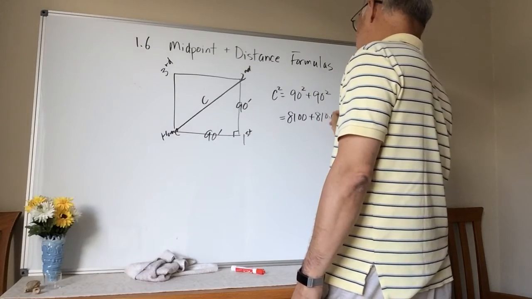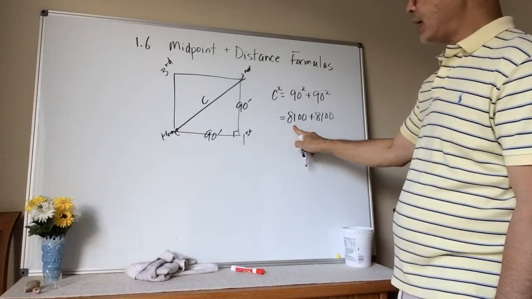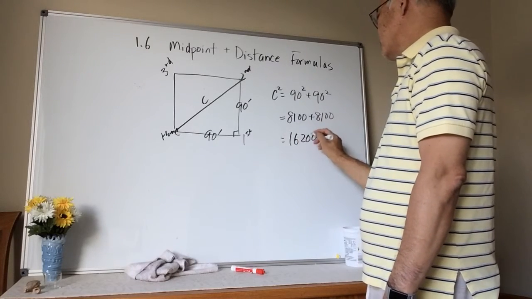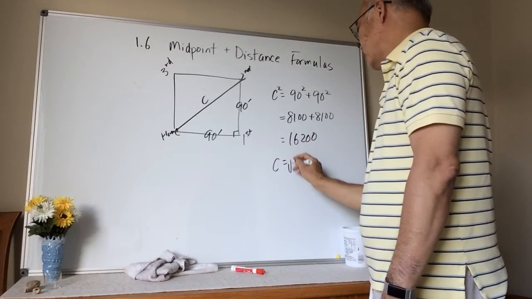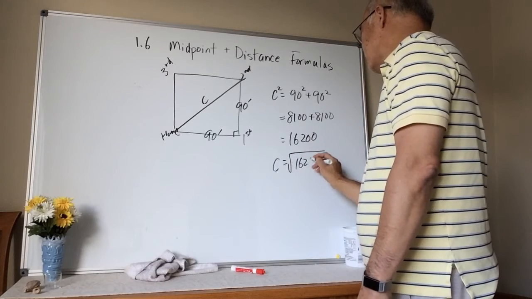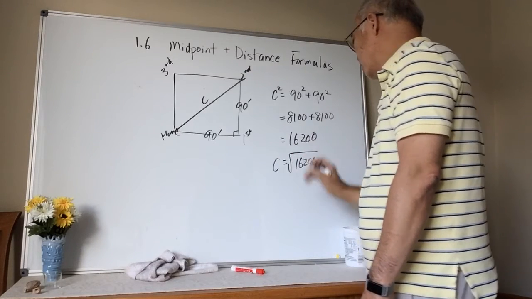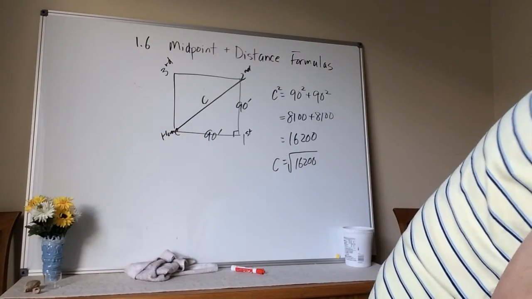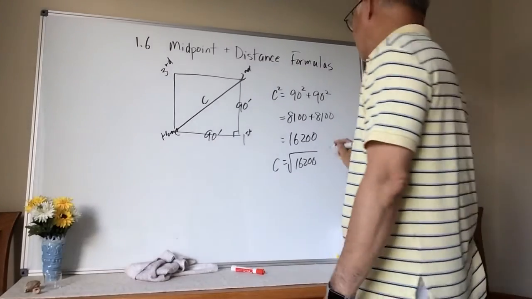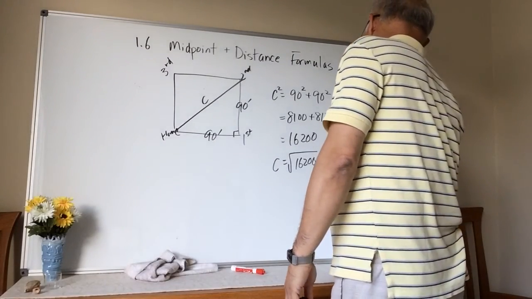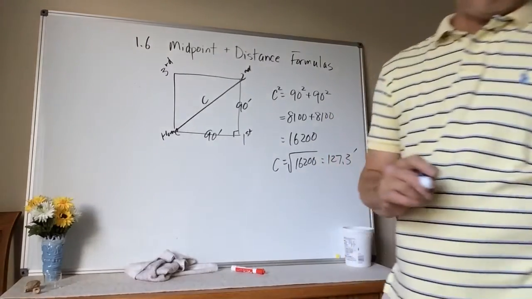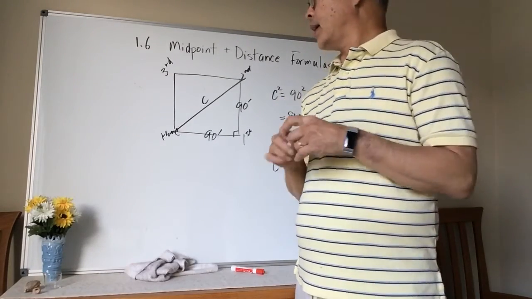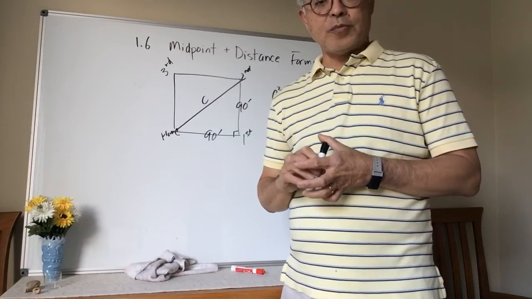8100, 8100, 90 times 90, right? So I have 16200. So c is going to be equal to the square root of 16200. And we do not leave it there. We calculate that to be 127.3 feet. Okay, so that's how you'd work that. And we're done with 1.6.